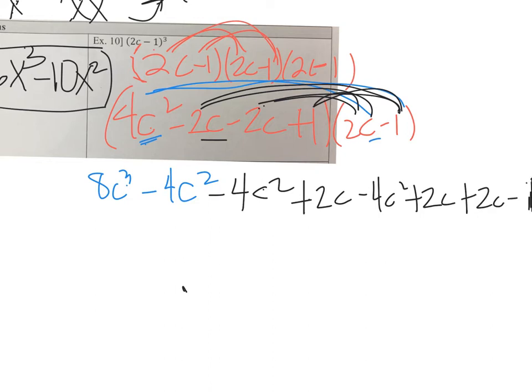Now we need to combine all those like terms. All right, here, that's the only cubed, so 8c cubed. All right, and let's see.